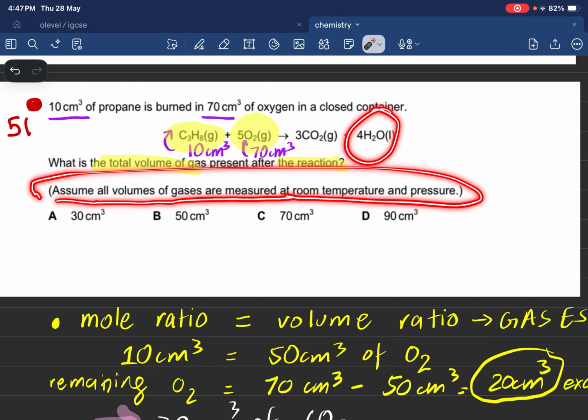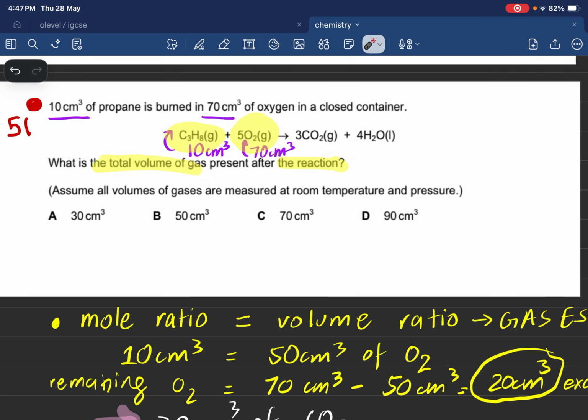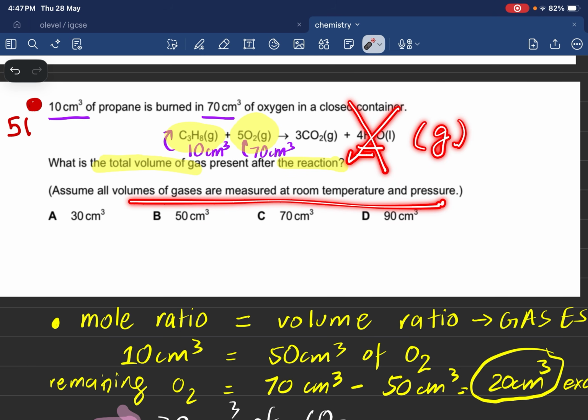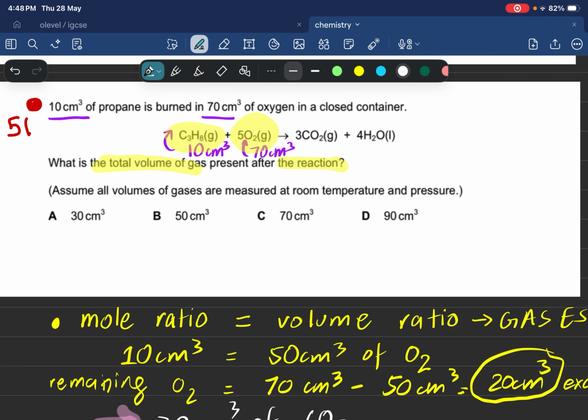There is H2O, that's water. If the line about room temperature and pressure was not written, then we would have considered H2O as a gas as well. But we will not consider it. Why? Because at room temperature and pressure, water is a liquid. So we are not going to consider H2O. Otherwise, 40 cm cube of H2O would also be formed because there's a 4 here. But we're cancelling it this time. Got it? So remember this.